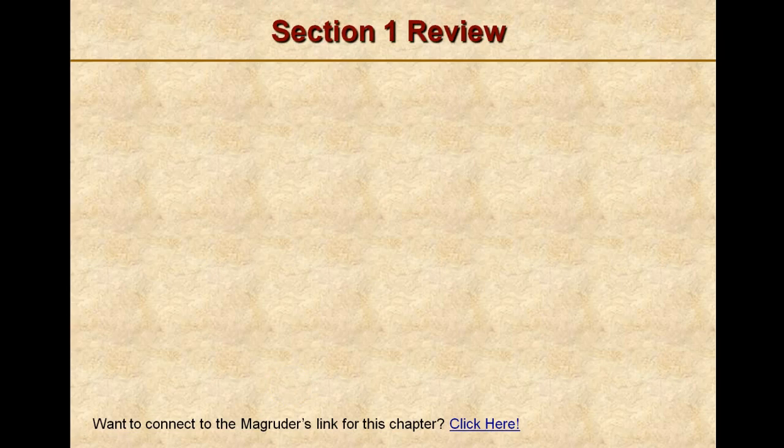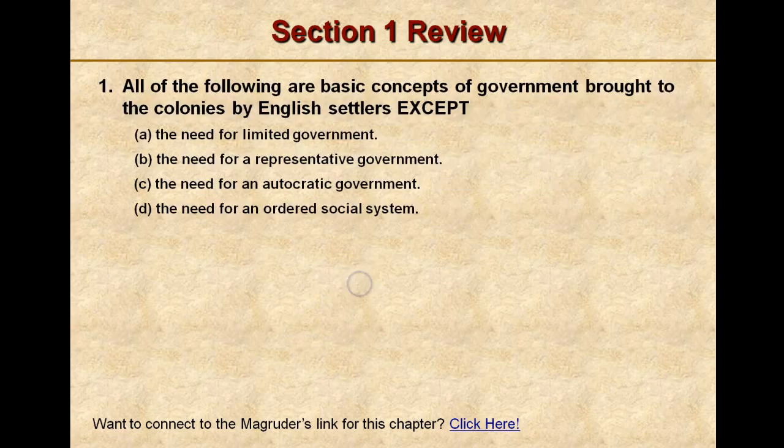Hey, welcome back. Let's look at a couple more reviews here for section 1. So you can keep your ABCD cards out. And let's look at question 1 here. It says, all of the following are basic concepts of government brought to the colonies by English settlers except. Now, this is the first time we've had an except question really in this class. So when we see that, we should really say it again, because we're looking for something opposite of what our brain is thinking we're looking for.